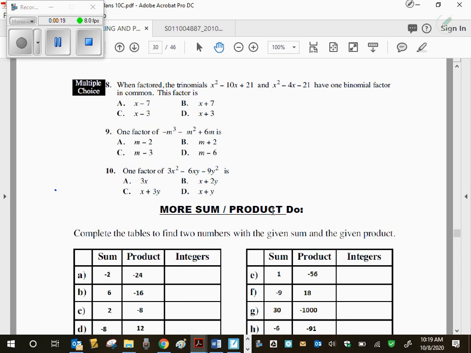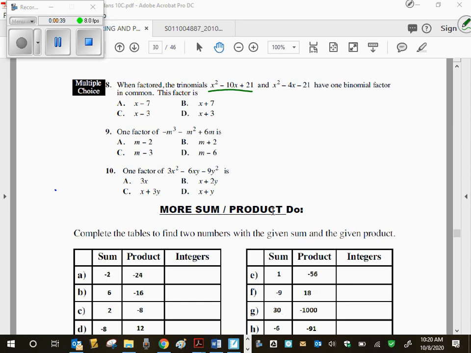So for number 8, this is a common factor question, so you have to factor the first trinomial, and you have to factor the second trinomial. You can only use sum product if it starts with x squared. We'll see today we're going to have some that start with 2x squared, and we can't do sum product until the second step. We got to take a 2 out first.